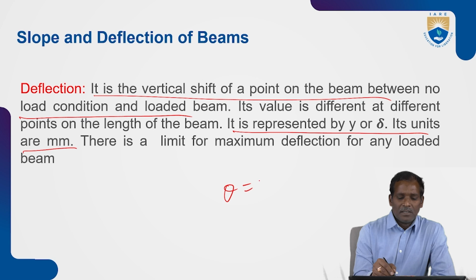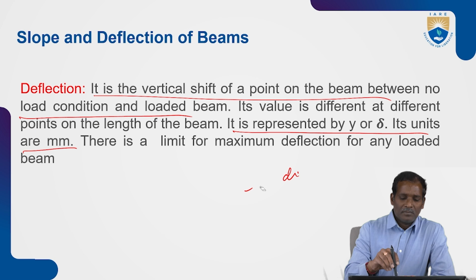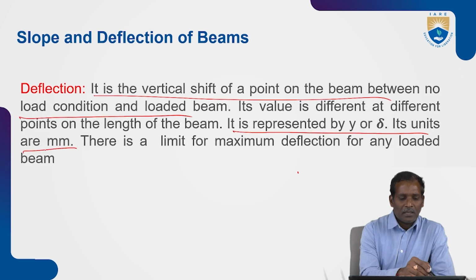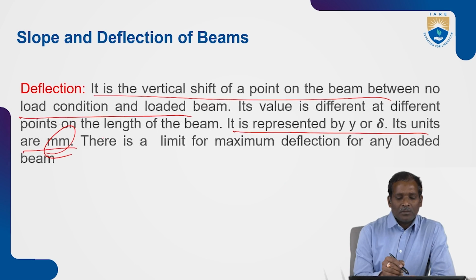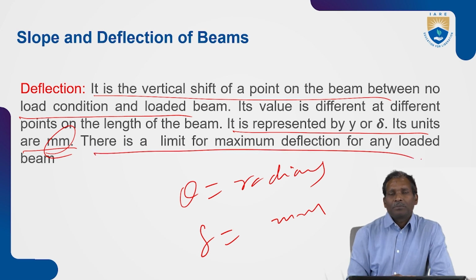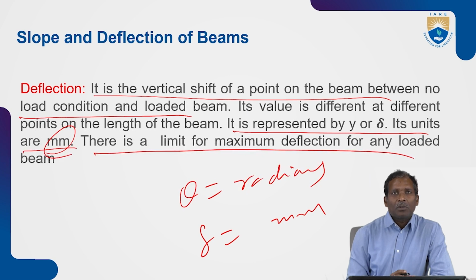Theta is in radians and delta is in mm. There is a limit for maximum deflection for any loaded beam. In the previous slope condition there is a maximum limit for slope, and here also there is a limit for maximum deflection for any loaded beam.